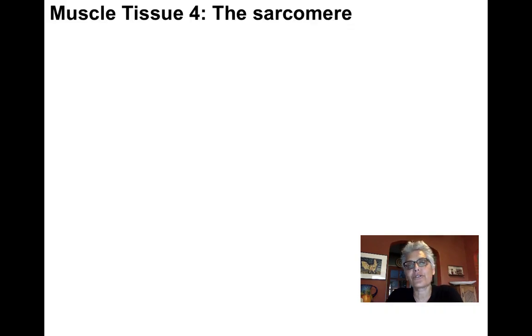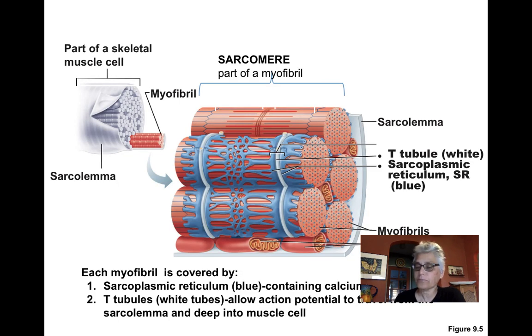So let's continue our trip inside the muscle cell. We've already discovered many of the major parts of the muscle cell. And now we're going to concentrate on a part called the sarcomere. Sarco, again, means muscle, and mere means a small part of. So let's take a look at where this sarcomere is.